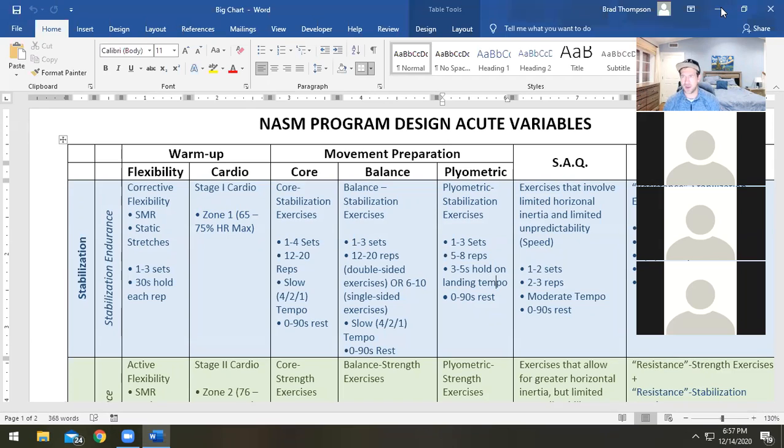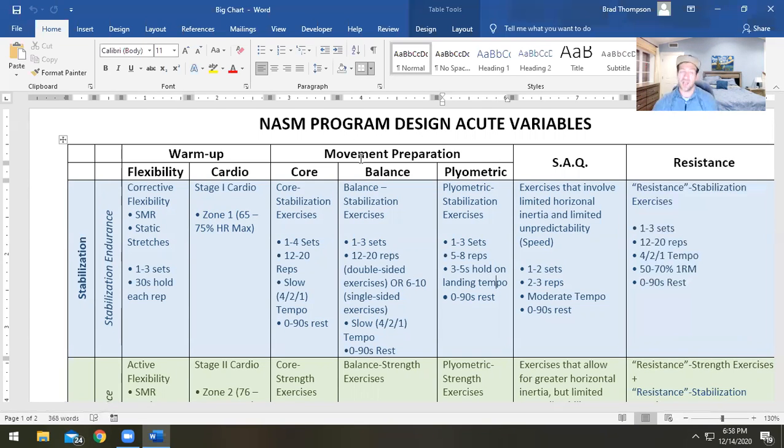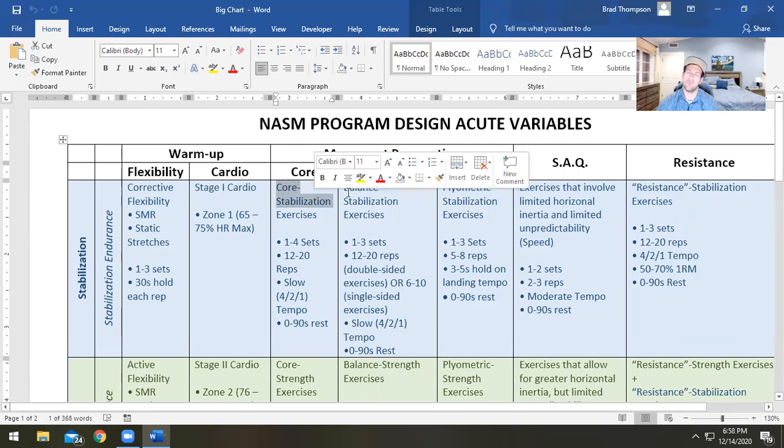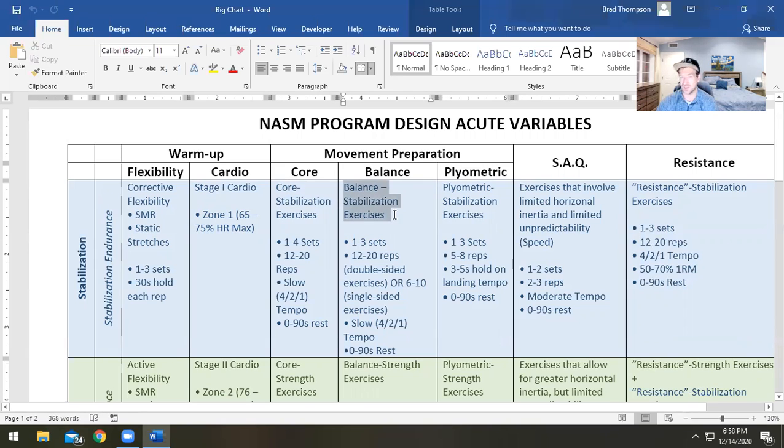Okay, movement preparation, right? Core, balance, reactive. I'm going to do this one kind of all together. While we're looking at the stabilization level, we are going to choose core stabilization exercises, balance stabilization exercises, and plyometric stabilization exercises. So those are our three main types of exercise selection there.